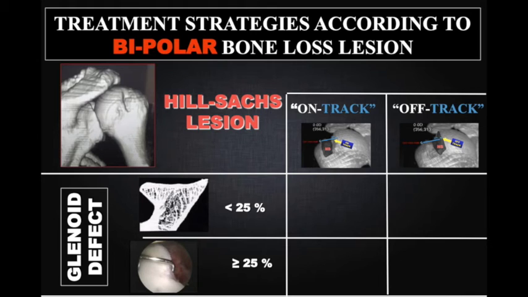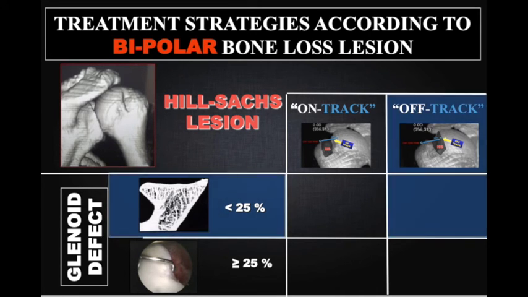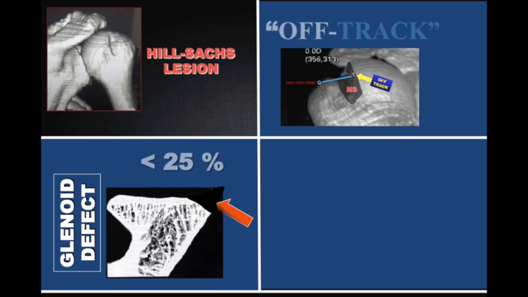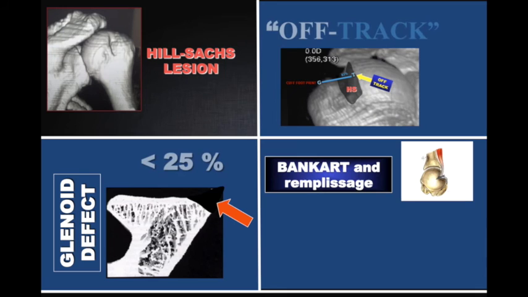On the other hand, when we have more serious, more medialized Hill-Sachs lesions, and we are thus talking about off-track lesions and a glenoid bone loss of less than 25%, arthroscopic Bankart repair is recommended, backed up by the remplissage technique. This consists of an infraspinatus tenodesis in the Hill-Sachs lesion to transform the bone loss of the humeral head from intra-articular to extra-articular, and make it impossible for it to engage with the antero-inferior glenoid in the position of abduction and external rotation.